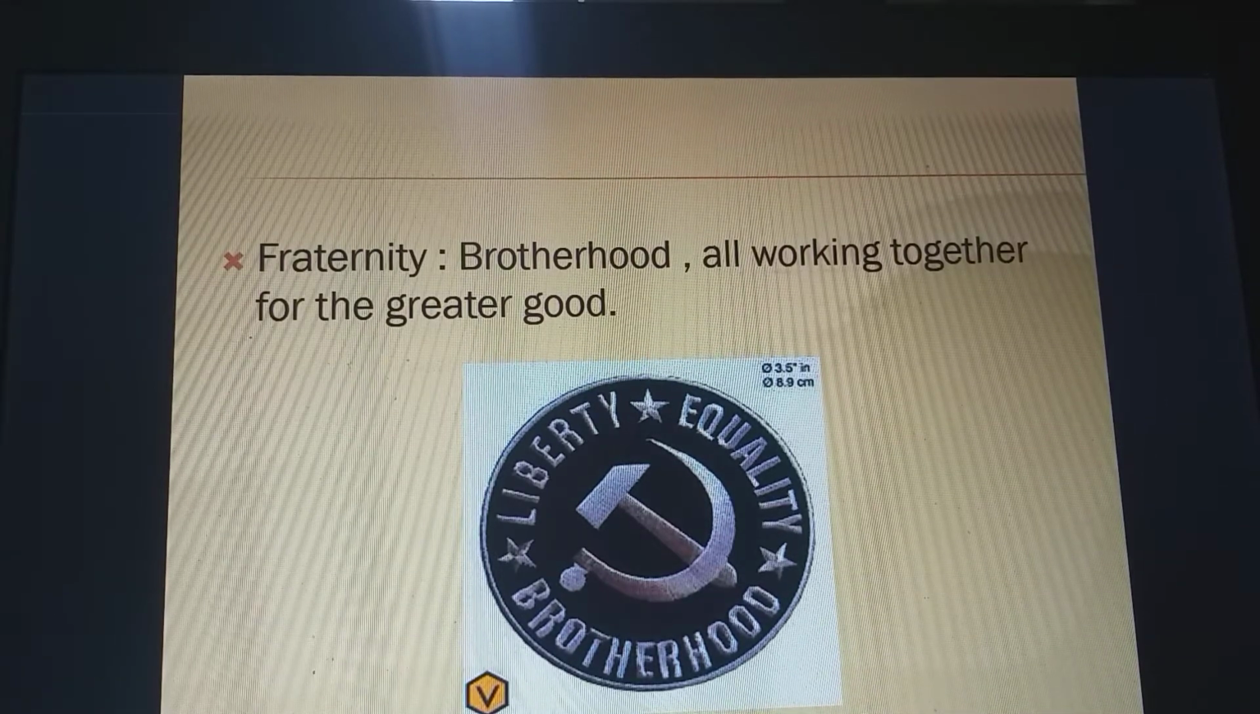And there's a little badge or the little emblem that they used during that time: liberty, equality, and brotherhood, with the hammer and the sickle. That sort of reminds us of the communistic symbol that was used later on by the communists here between 1920 odd and 1980.